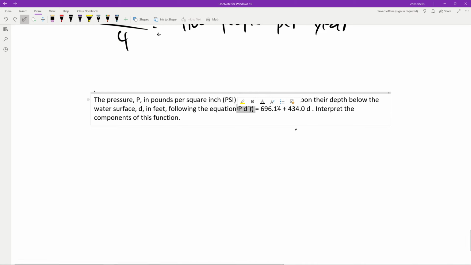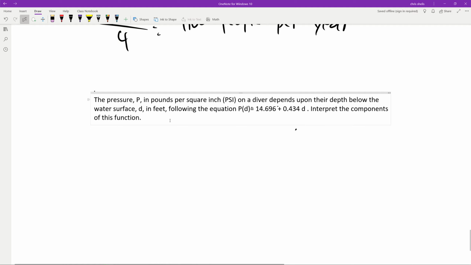Following the equation, P of D equals 14.696 plus 0.434D. Oh, some of this stuff got reversed whenever it copied and pasted. That's interesting. Interpret the components of this function.